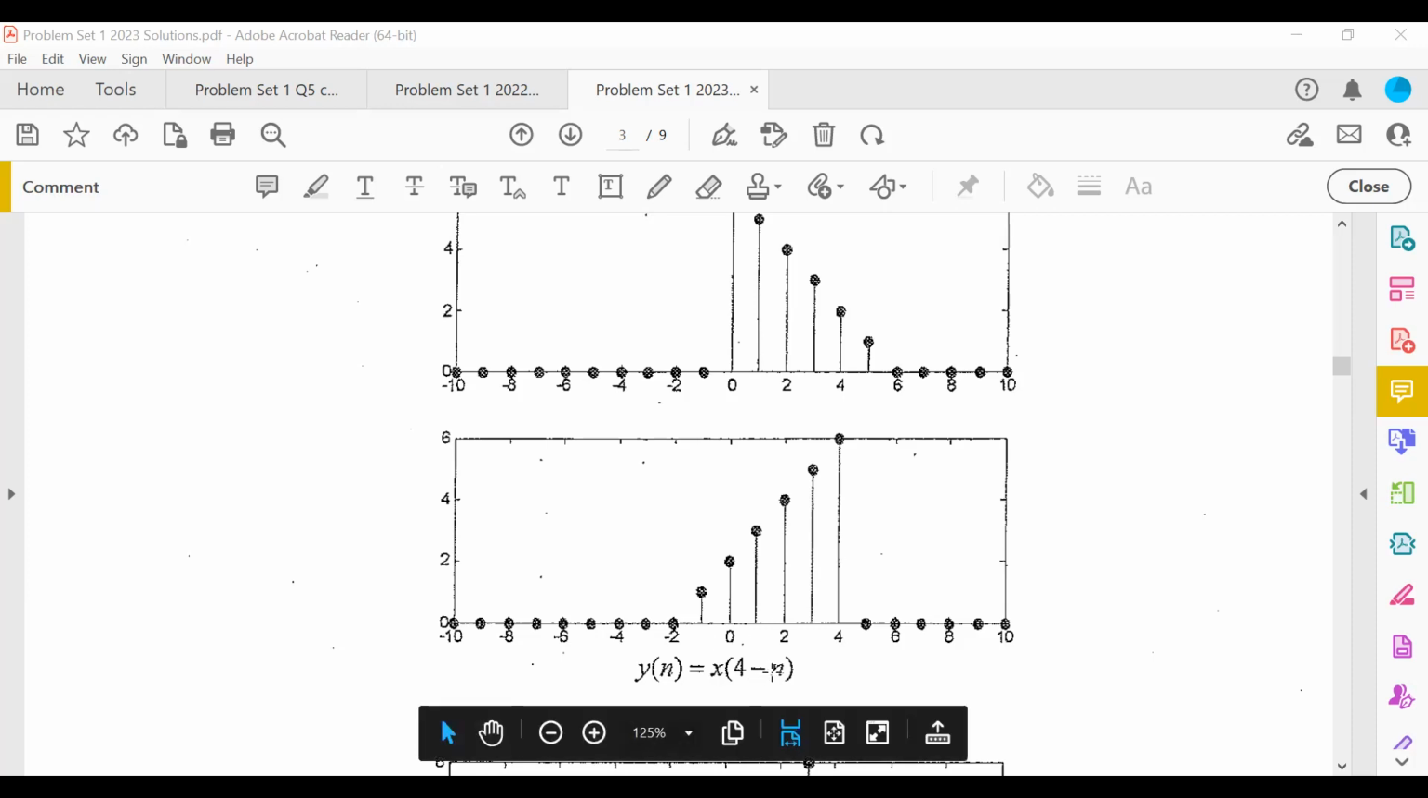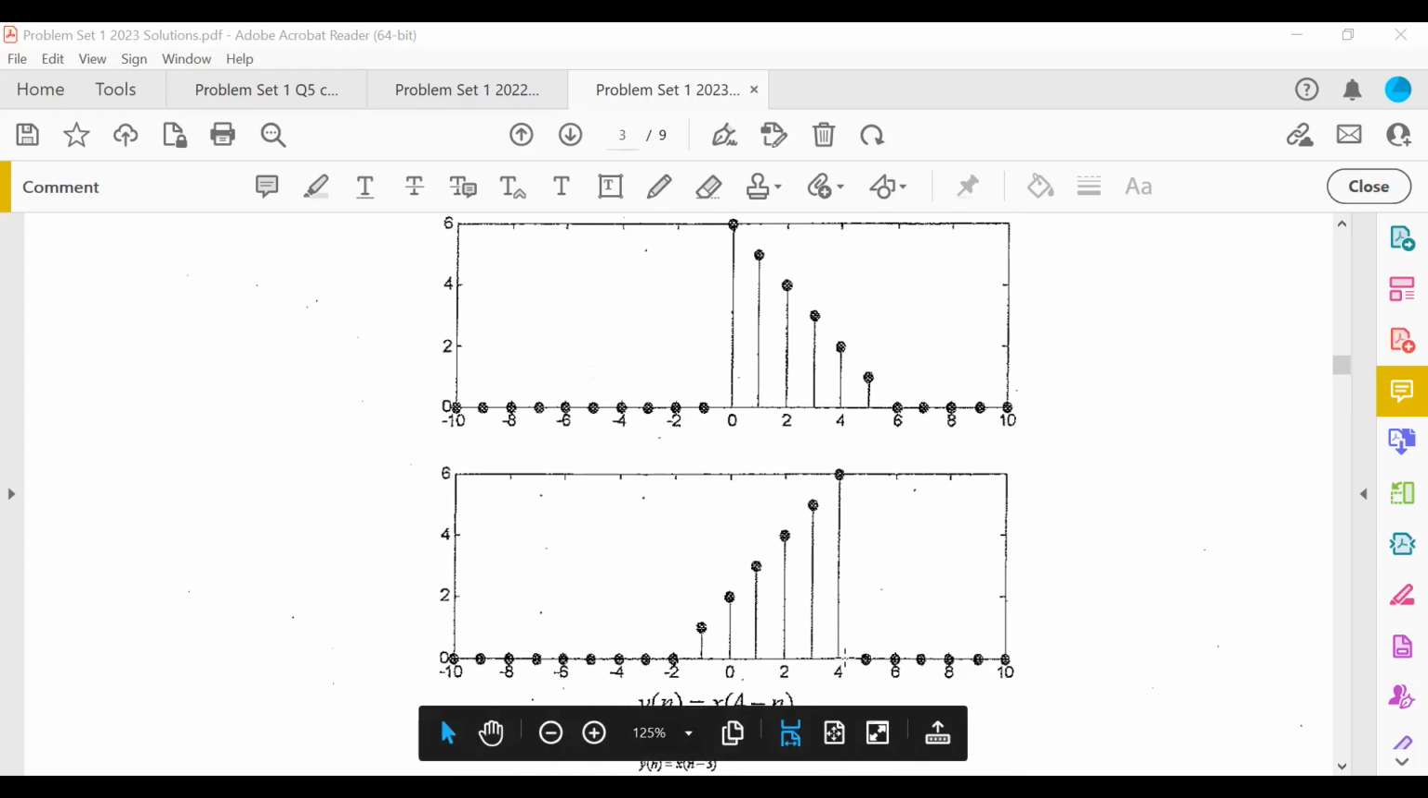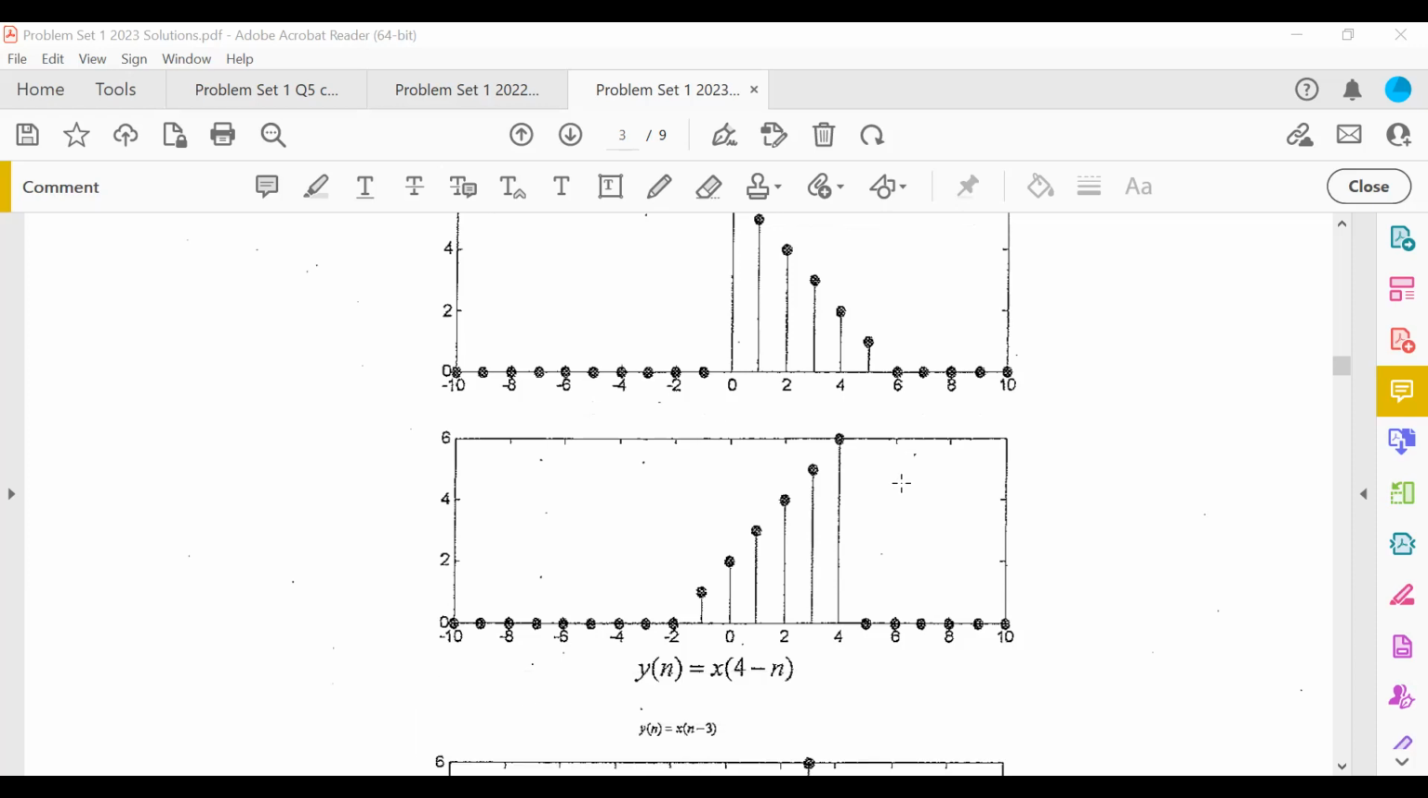So for instance, when n is 4 inside of here, y[4] will be x[4-4], which is x[0]. x[0] is 6, right? So when n is 4, we're picking out a value there, which is 6. And so you keep going on. When n is 5, and you can see this sequence actually just flipped and slid around.